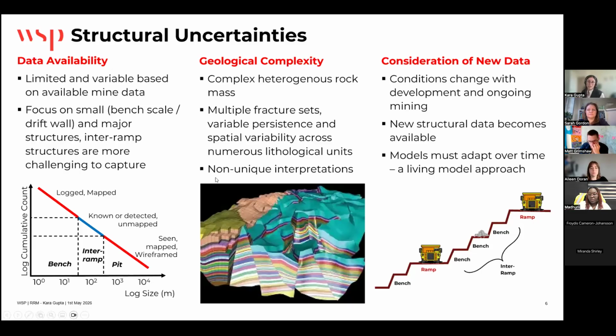As one of the presenters started their talk with yesterday, we make decisions under uncertainty. And this is not a complete list. This is only a few uncertainties in relation to structural data that we come across. And today I'm hoping to show you how a DFN model can reduce these uncertainties in order to allow us greater reliability in our predictions and decision making.